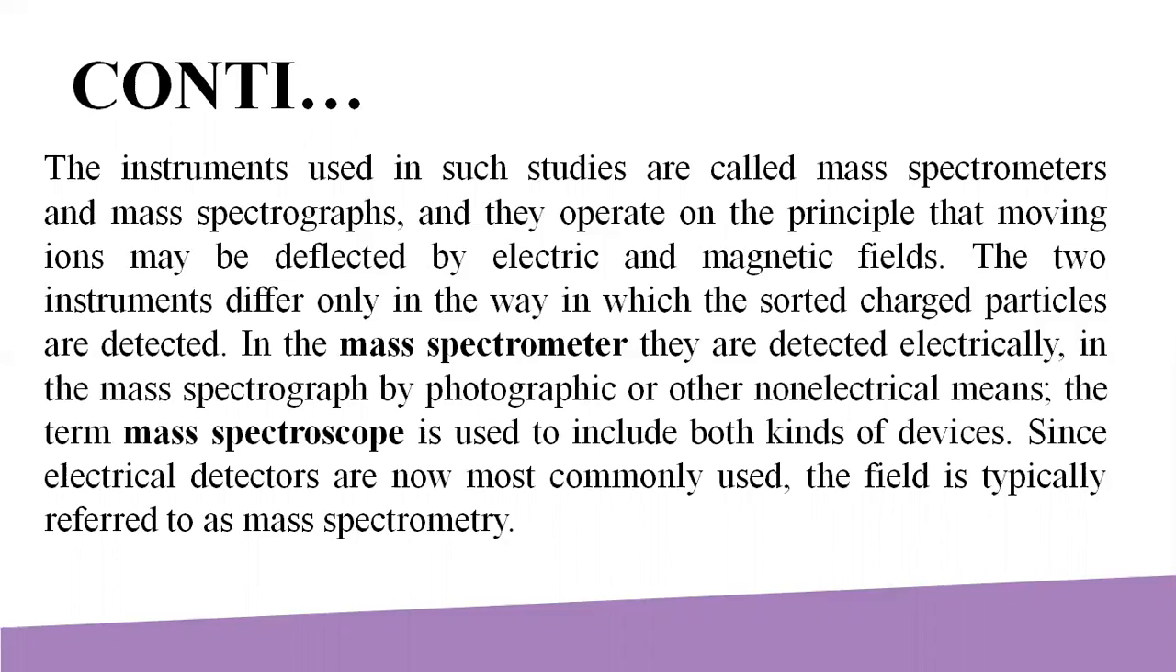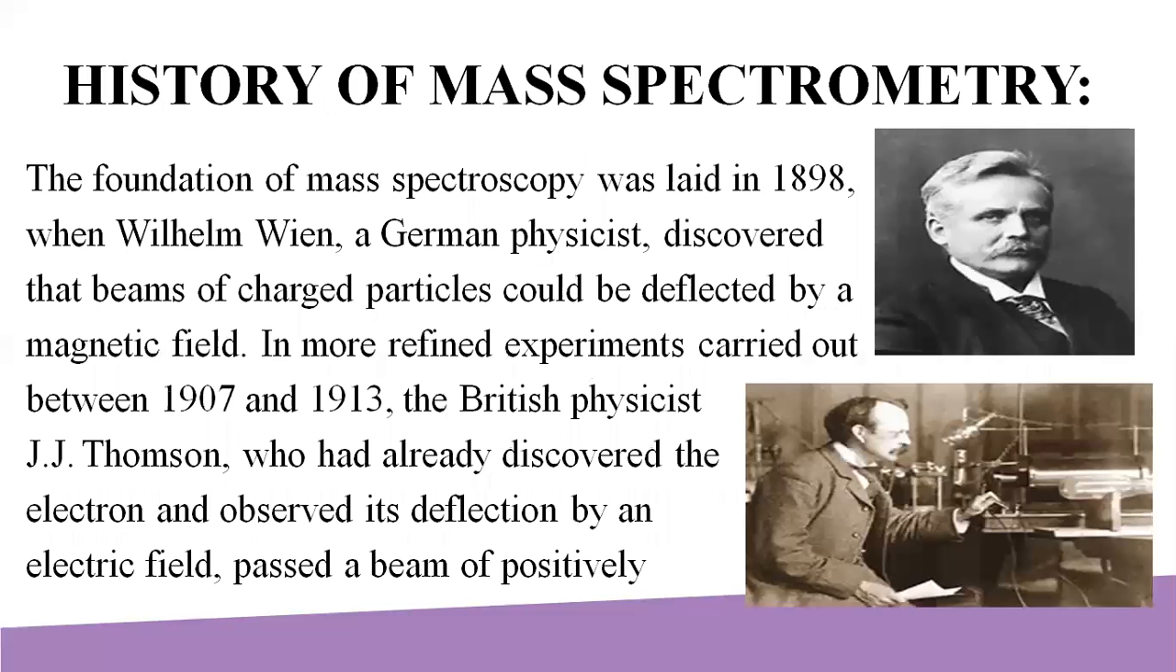The two instruments differ only in the way in which the sorted charged particles are detected. In the mass spectrometer, they are detected electrically, while in the mass spectrographs by photographic or other non-electrical means. The term spectroscope is used to include both kinds of devices. Since electrical detectors are now most commonly used, the field is typically referred to as mass spectrometry.